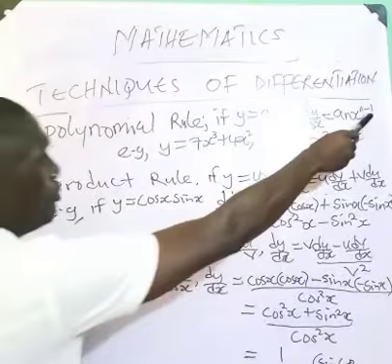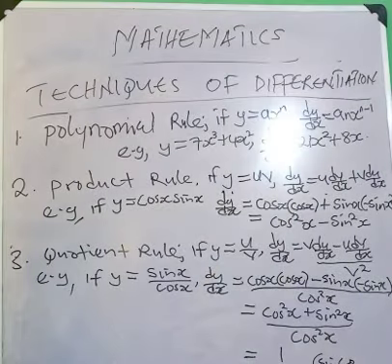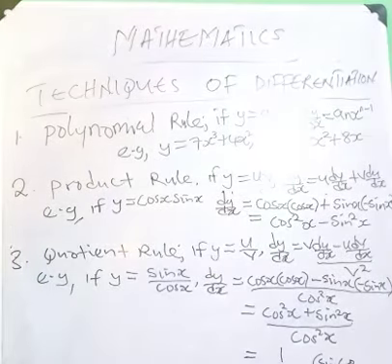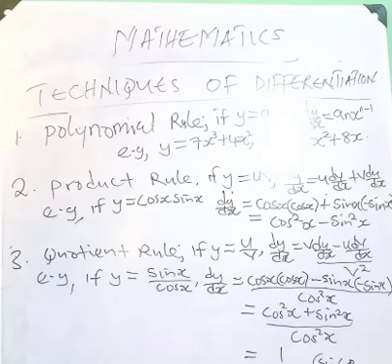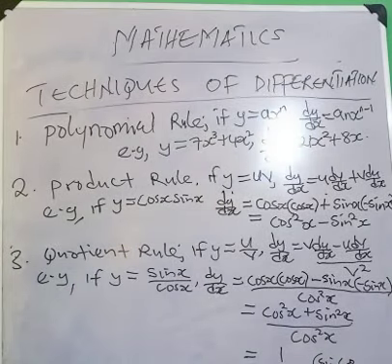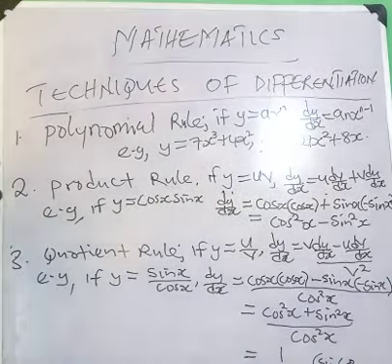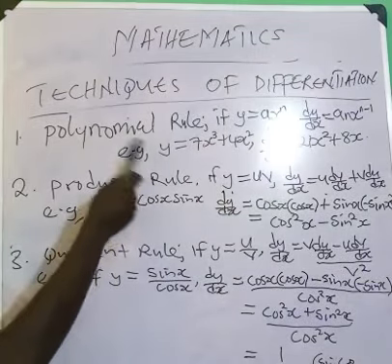an, then reduce the power by 1. You multiply the power and the coefficient together, then reduce the power by 1. An x to the n minus 1. Let's look at a case study.